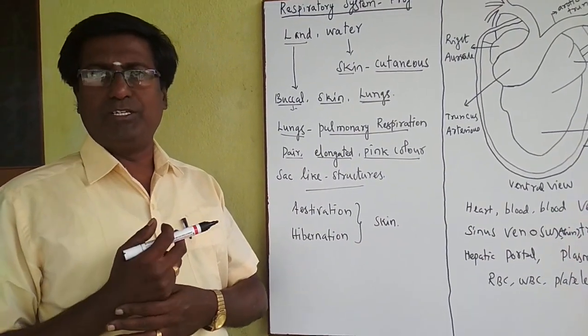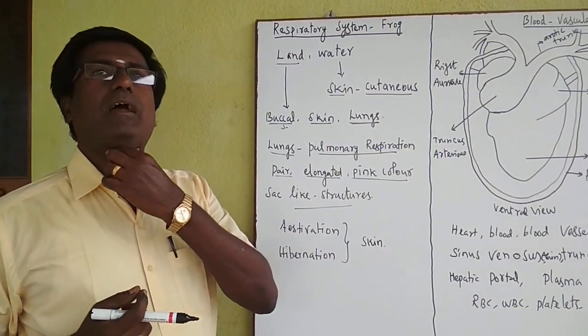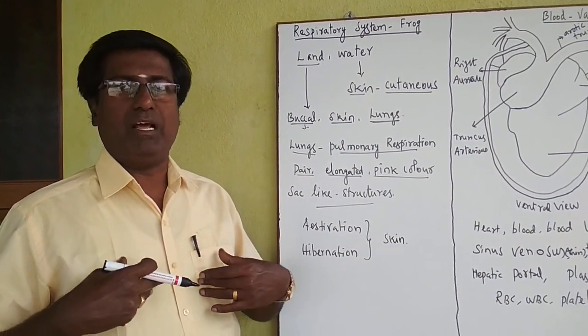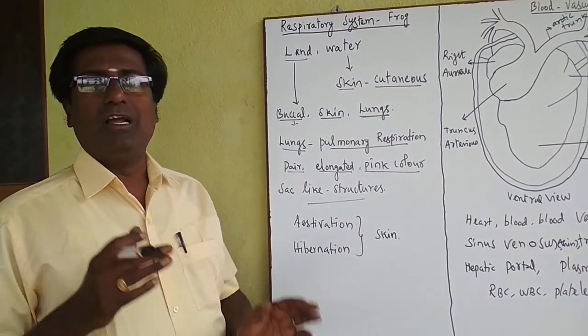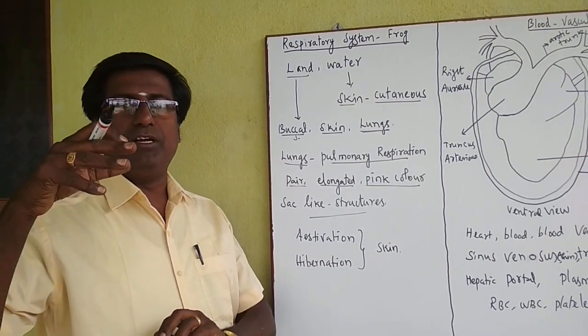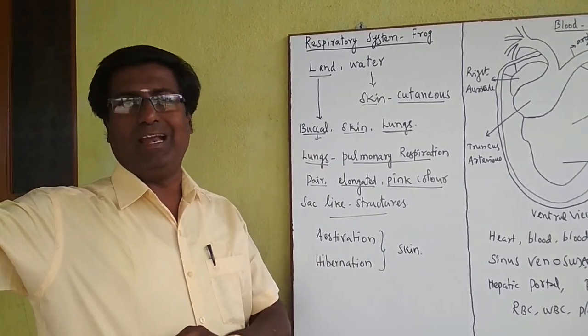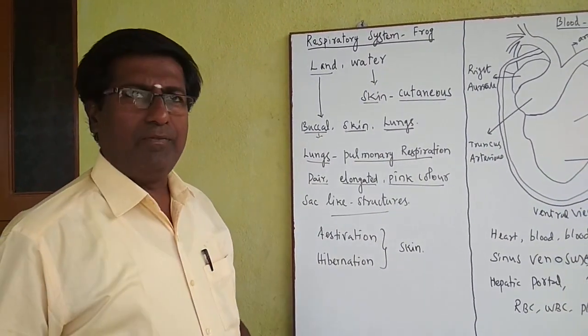How does pulmonary respiration occur? The air enters the nostril, then goes to the buccal cavity, then enters the lungs. In the same way, carbon dioxide from the lungs comes to the buccal cavity and is expelled out through the nostril. This kind of respiration is called pulmonary respiration, which occurs whenever the frog is on the land. And another category is skin respiration.